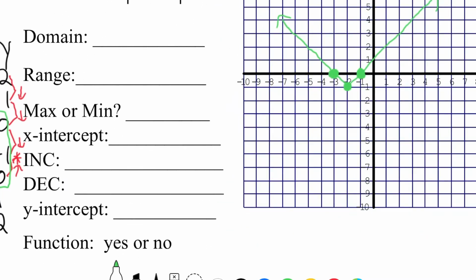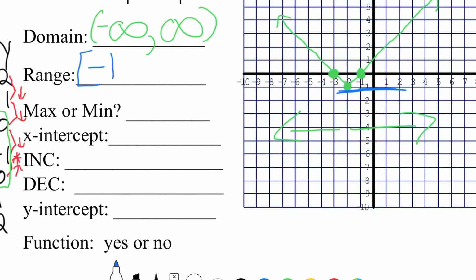So then we got to determine our key features. So first thing is domain. We're going to go to the right forever and the left forever. So we have negative infinity to positive infinity. Then looking at our range, looking at our y values, our smallest y value involved is -1. And there is a point where y is -1. And we're going to go up forever. So we're going to have positive infinity as our biggest y value.